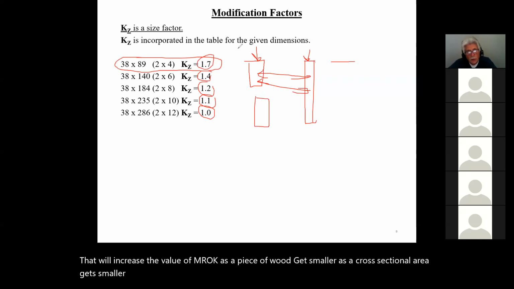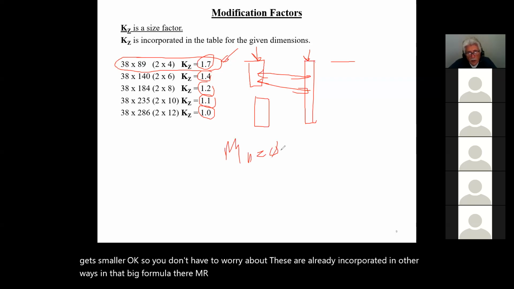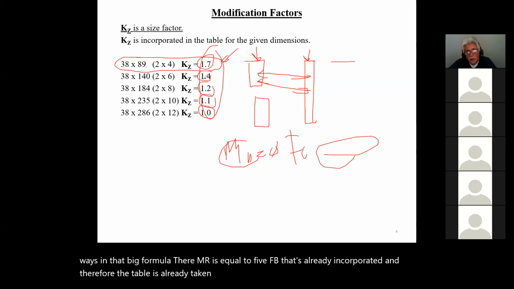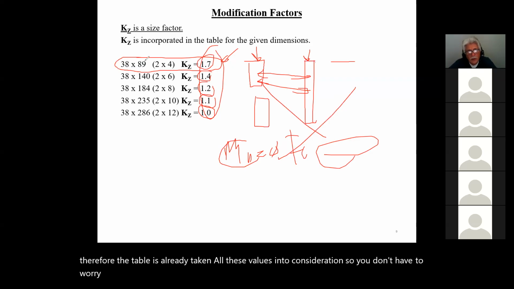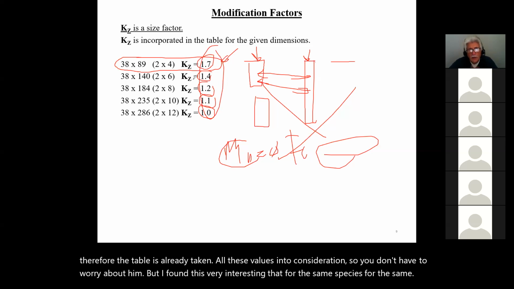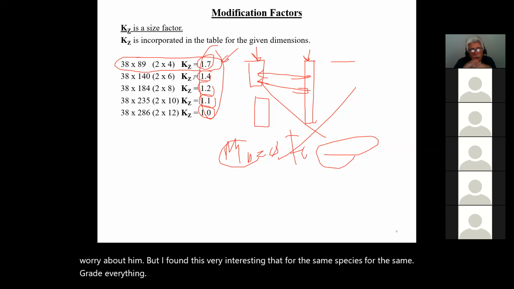So you don't have to worry about these. These are already incorporated. In other words, in that big formula, MR is equal to phi FB, that's already incorporated, and therefore the table has already taken all these values into consideration. So you don't have to worry about them. But I found this very interesting that for the same species, the same grade, everything, the smaller the piece of wood, the stronger it is, or the more it can resist the load.